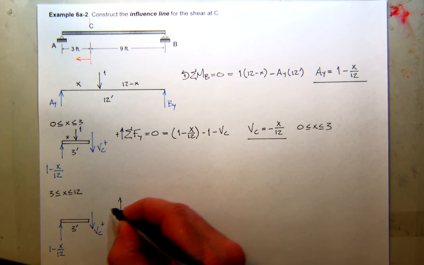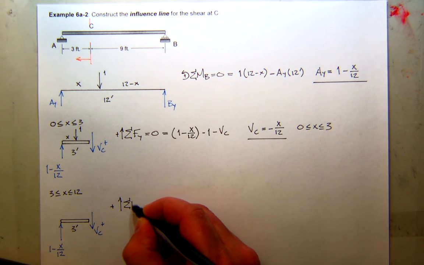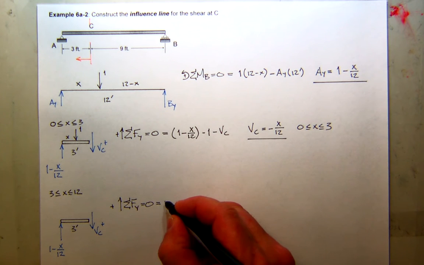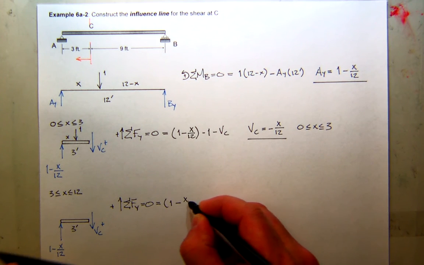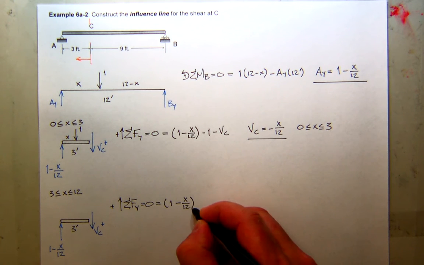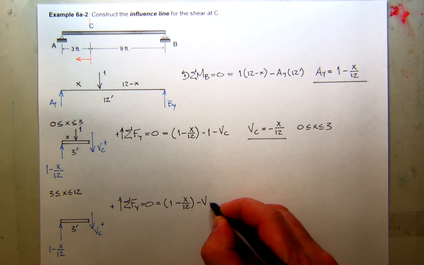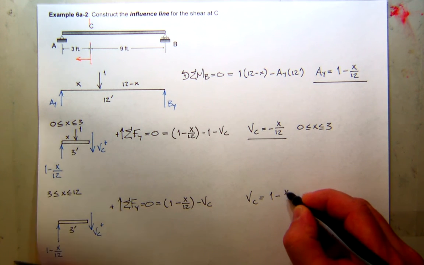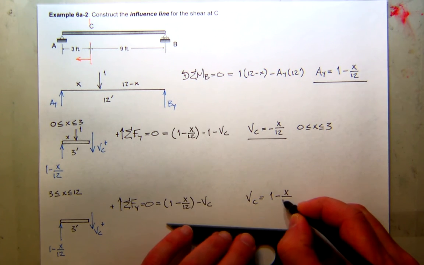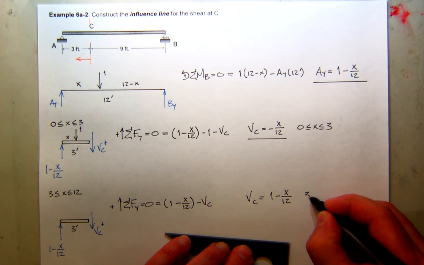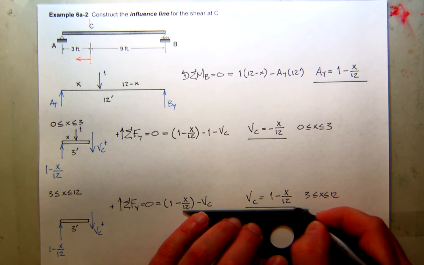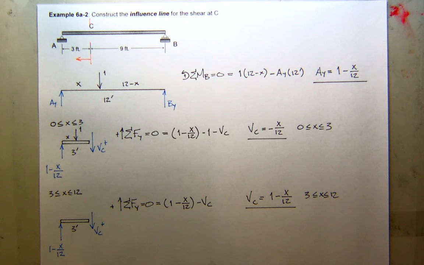So to find the shear, I'll just sum forces again in the y direction. This time I have this one acting up. That's (1 minus x) over 12. And then the shear at C acting down. So I can solve for the shear at C. It's (1 minus x) over 12. And that's good from 3 to 12.